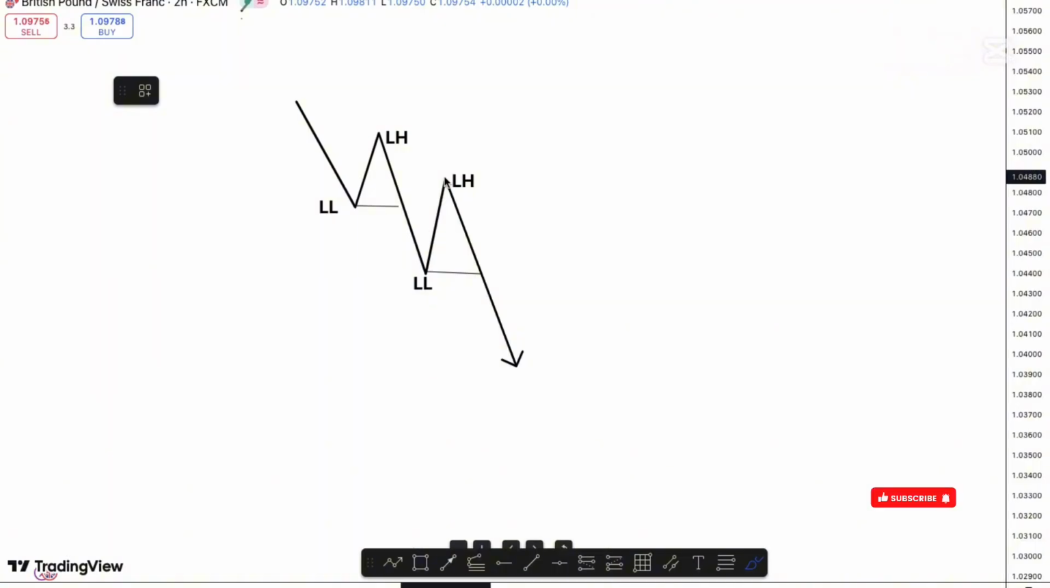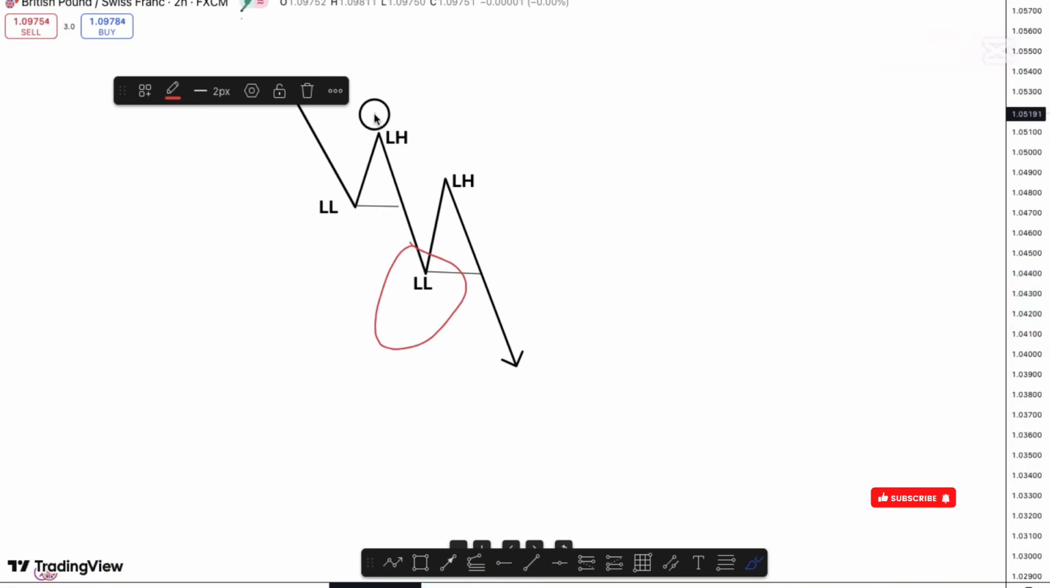Price pushing to the top again is now called a lower high because at this point it is lower than the previous high. When price consistently does this, it is regarded as a downtrend. Take note, this is the lower low, this is a lower high, because this is the highest point of this low, this is the lowest point of this high. When price consistently does this, it is regarded as a downtrend.